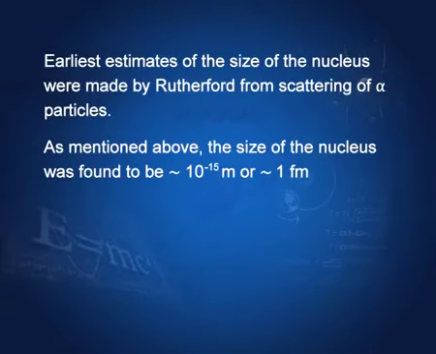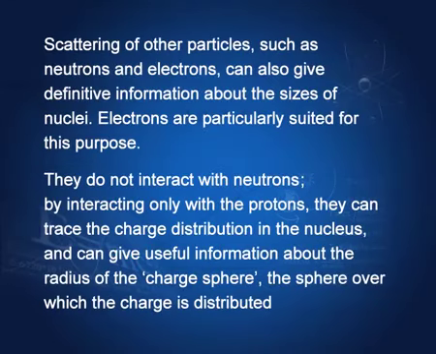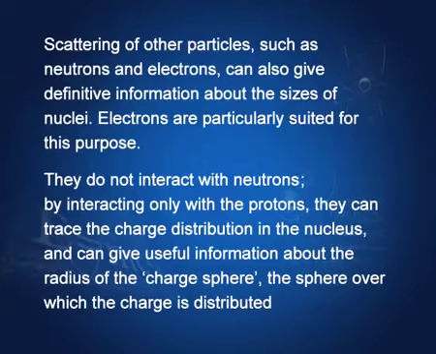Earlier estimates of the size of the nucleus were made by Rutherford from scattering of alpha particles. As mentioned, the size of the nucleus was found to be about 1 Fermi, 10 to the power minus 15 meters. Scattering of other particles such as neutrons and electrons can also give definitive information about the size of nuclei. Electrons are particularly suited because they are very light and they can penetrate. They do not interact with neutrons. By interacting only with protons, they can trace the charge distribution of the nucleus.